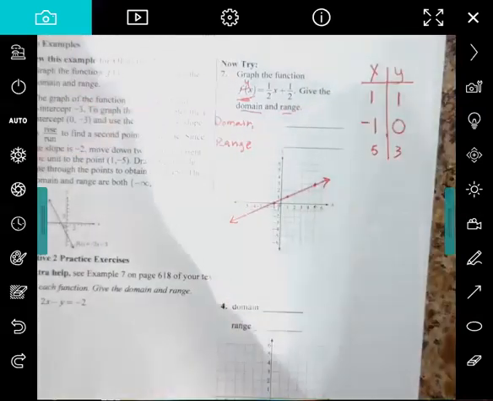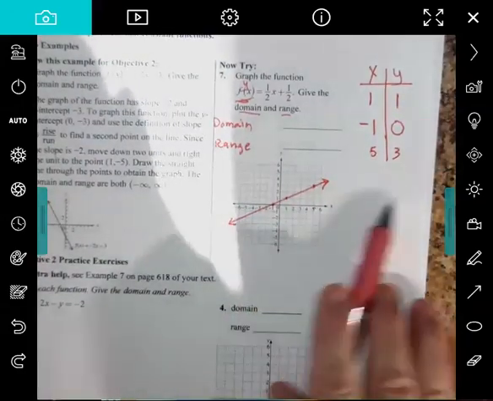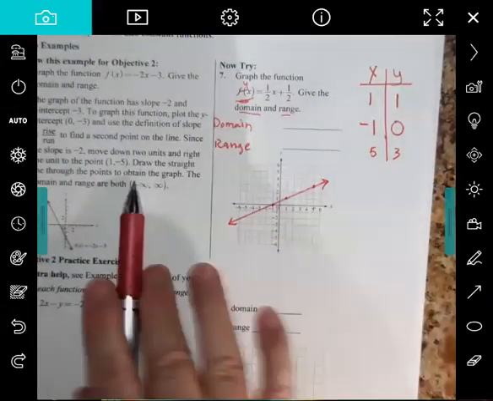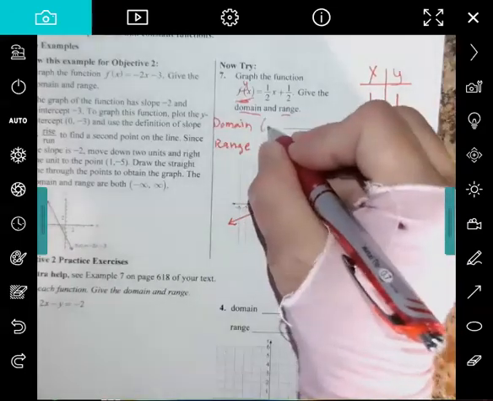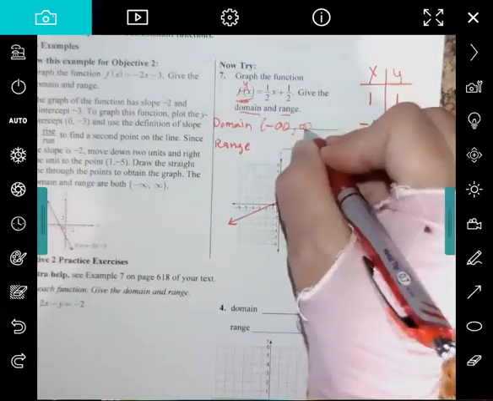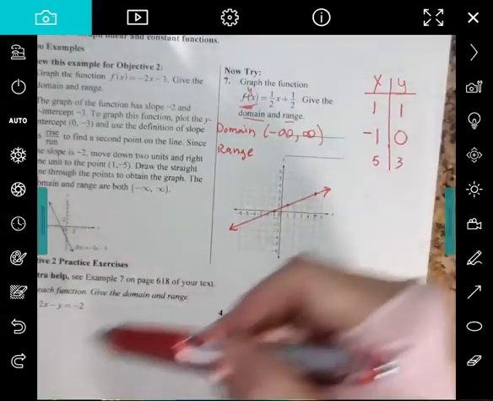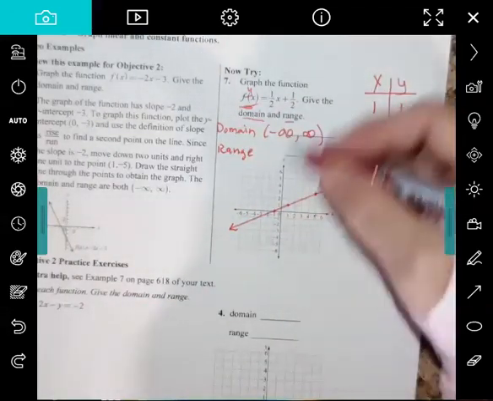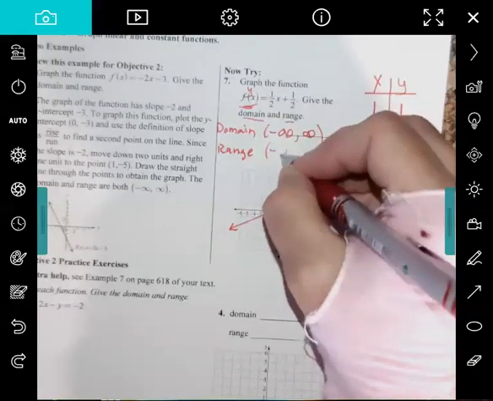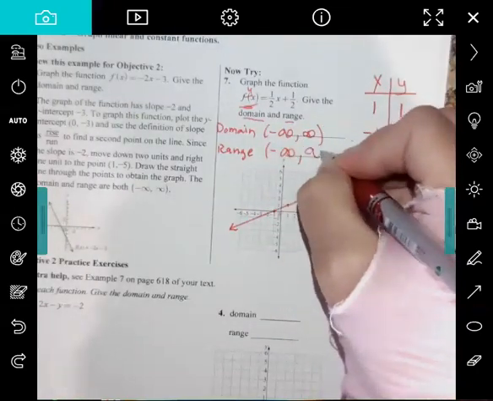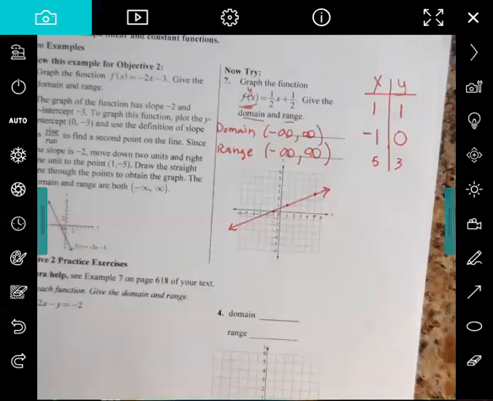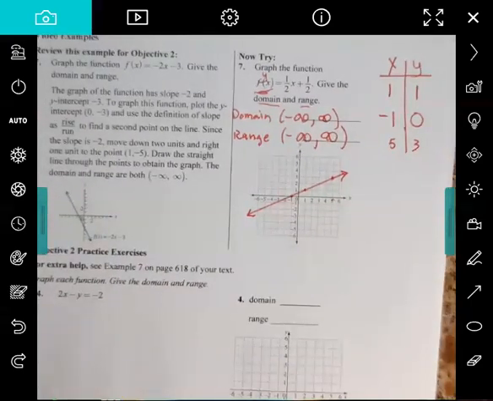The domain is the x values. This goes on forever to the right and to the left, and that's the x values to the right and to the left. So the domain will be -infinity to infinity. And it's going up on this side and down on that side forever. So the y's are the range. So the y's will also go from -infinity to infinity. That's pretty good. I don't even think I put that last time when I was supposed to.